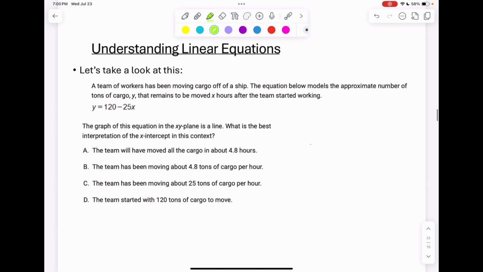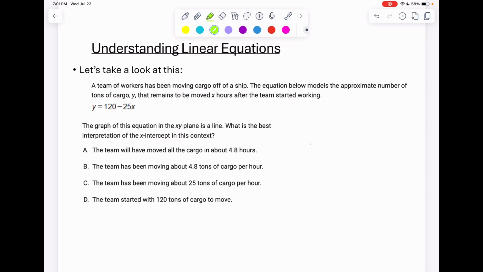So let's think about understanding a linear equation we didn't have to make ourselves, a little bit like we were doing in that first drill. So let's take a look at this. A team of workers has been moving cargo off a ship. Wait a minute. This sounds a little bit like removing goats from a basement or taking donuts out of the box, right? The equation below models the approximate number of tons of cargo Y that remain to be moved after X hours after the team started working. Y equals 120 minus 25X.